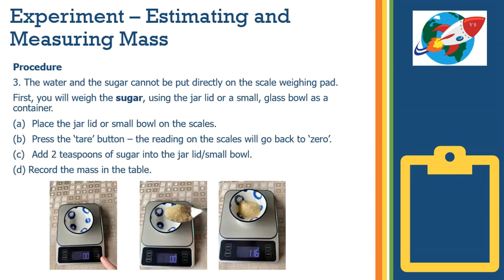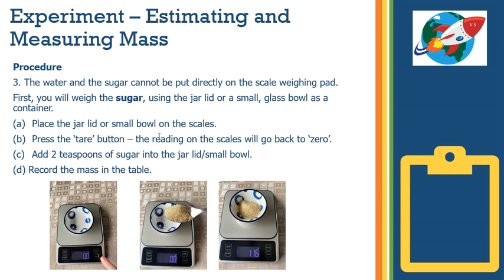Okay, let's go ahead and do step 3. This is where we're measuring the water and the 2 teaspoons of sugar that are in your materials list. The water and the sugar cannot be put directly on the scale weighing pad. First, you will weigh the sugar using the jar lid or a small glass bowl as a container. You can see I've got a little ceramic bowl that I'm using to measure my sugar.